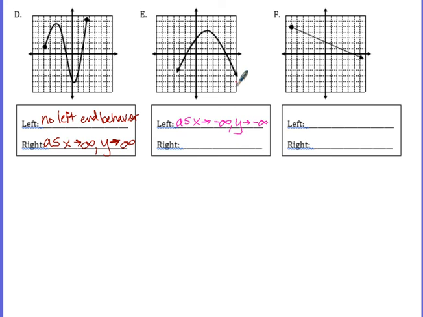On the right-hand side, this arrow is indicating we are moving to the right and down. So as x values increase to infinity, the y values are going down to negative infinity.